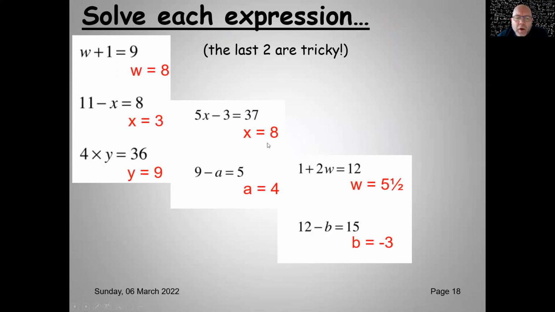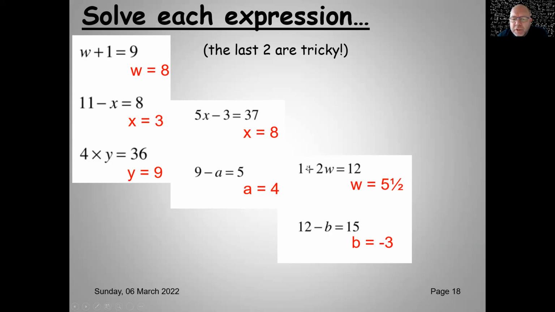Okay. Now, a really good check, and I recommend this, is to put these numbers back into the equation to see if it's right, see if they work. So if W is 8, 8 plus 1 equals 9. So I'm happy with that one. 11 take away 3 equals 8. So I'm happy with this answer. 4 times 9 is 36. So I'm happy with this one. 5 lots of 8 is 40. 40 take away 3 is 37. Happy with that one. 9 take away 4 is 5, so that's okay.